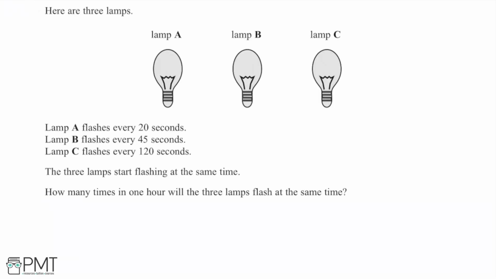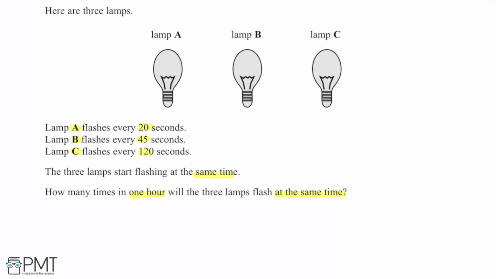So in this question, we have 3 lamps, A, B and C. We're told that lamp A flashes every 20 seconds, lamp B is every 45, and lamp C is every 120. We're told that the 3 lamps start flashing at the same time, and we're asked how many times in 1 hour will the 3 lamps flash at the same time.